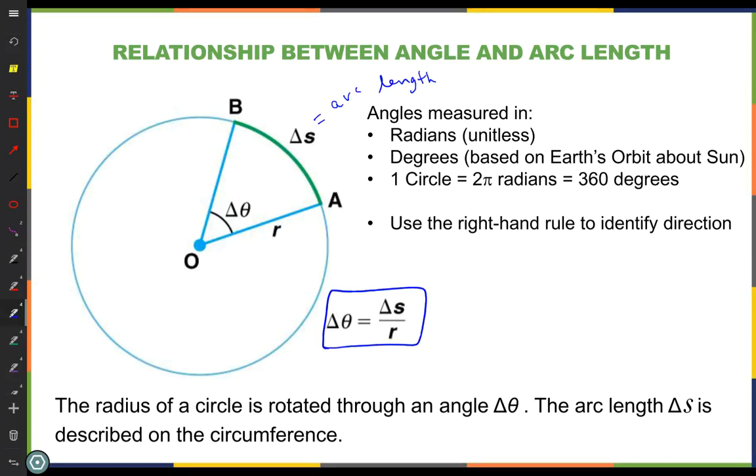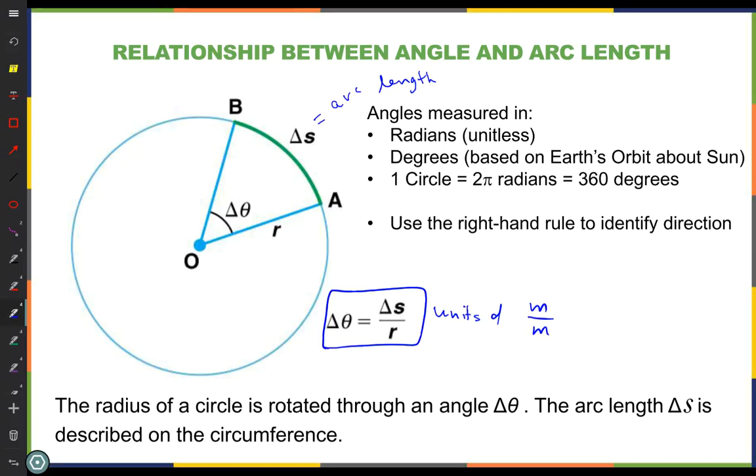Now, if you look at this, the first thing you should notice about this equation is the units. What are the units of arc length in the standard metric system? Distance. Arc length is the distance of that green line. Meters. So the units for arc length are meters. So I'm going to have units of meters on top. And what's the unit for the radius? Meters. And so that's no units. Angle is a unitless measurement.